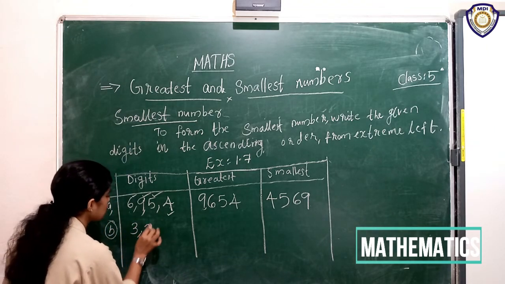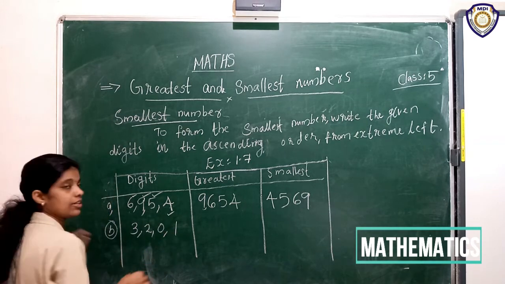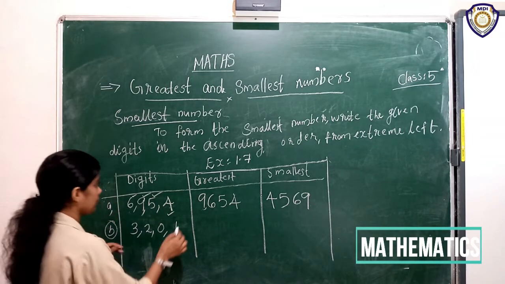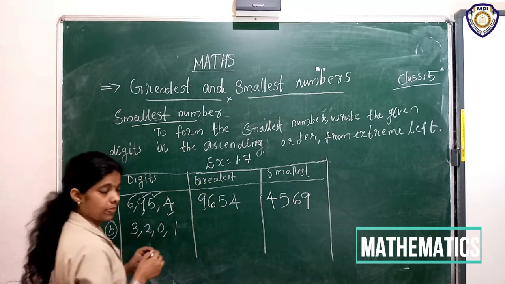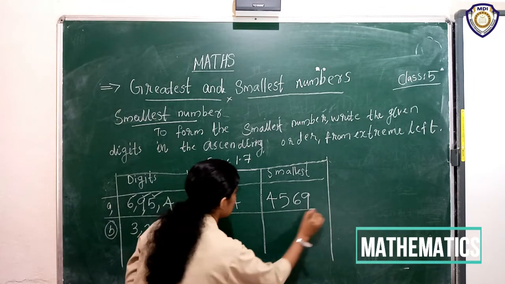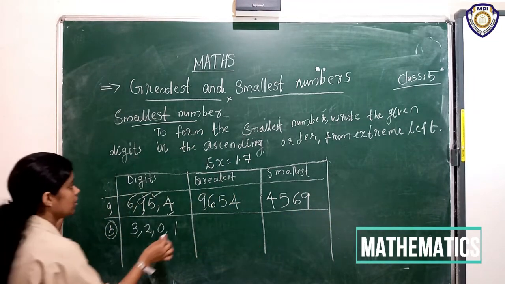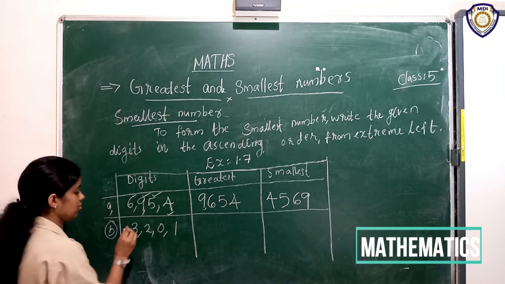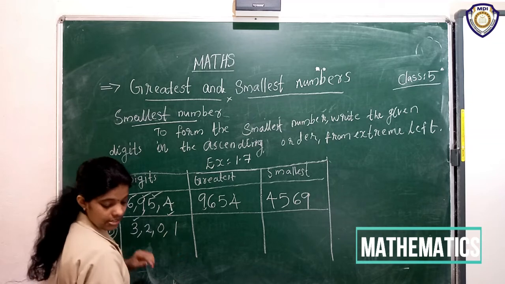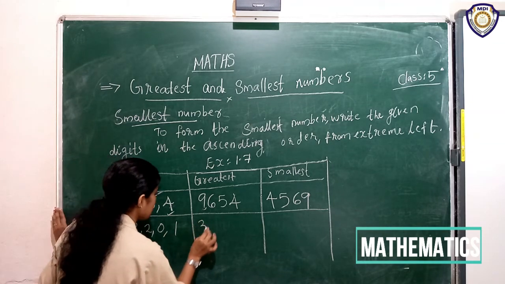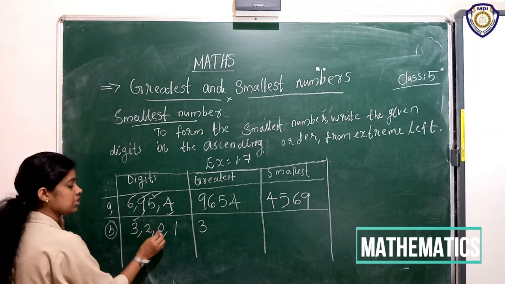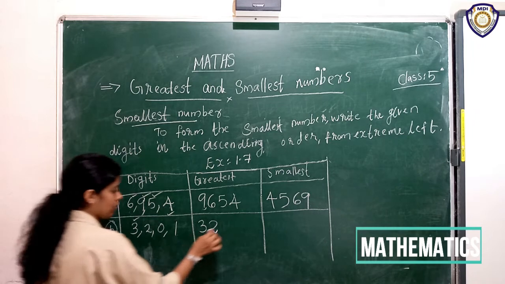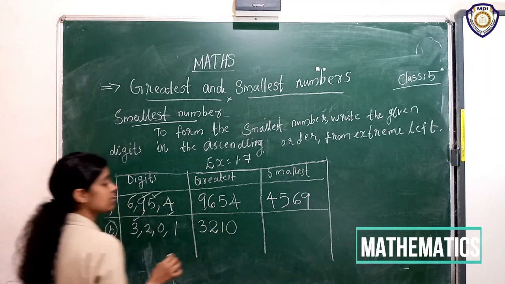3, 2, 0, 1. Okay, we want the greatest number. Among these numbers, which number is the greatest? 3 is the greatest number. Next, 2, then 0 or 1. 1, and next one is 0.